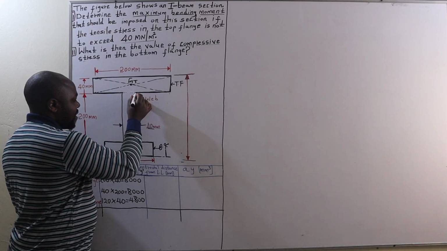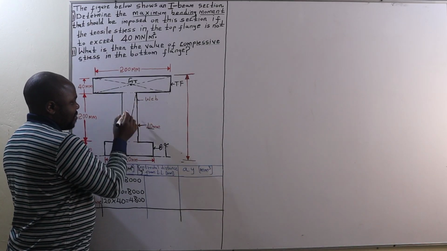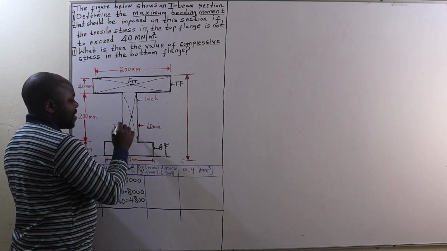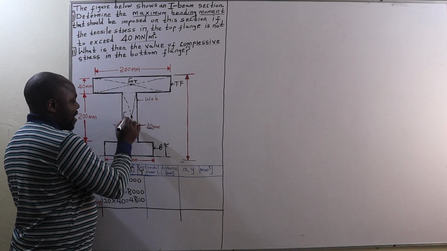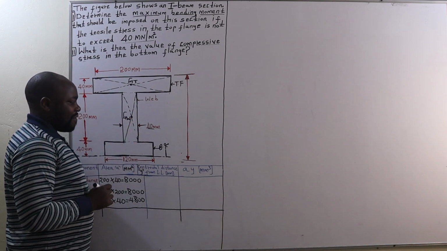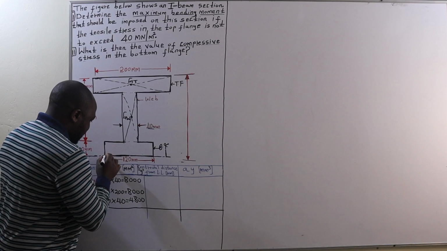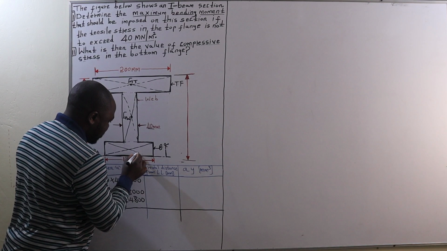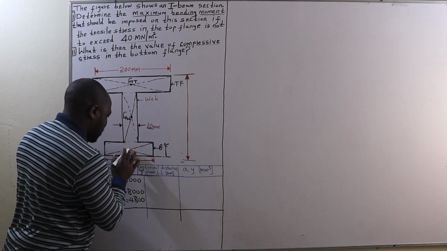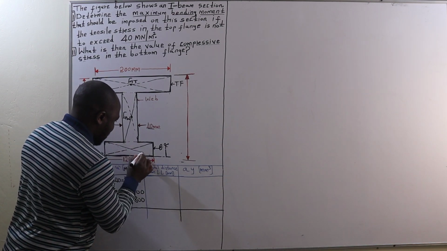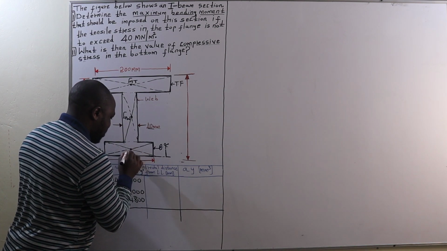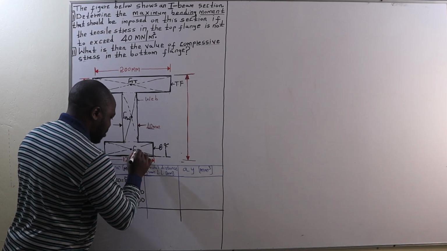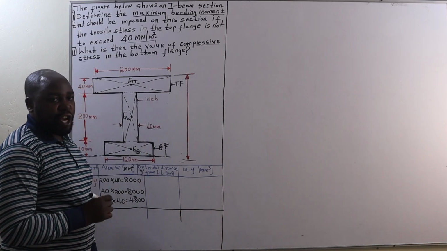The center of gravity of the web, we also determine it by joining the diagonals. They are meeting at that point, and therefore that becomes the center of gravity of the web. For the bottom flange, we also join the diagonals. Where are they meeting? They are meeting at this point, and therefore this becomes the center of gravity of the bottom flange.